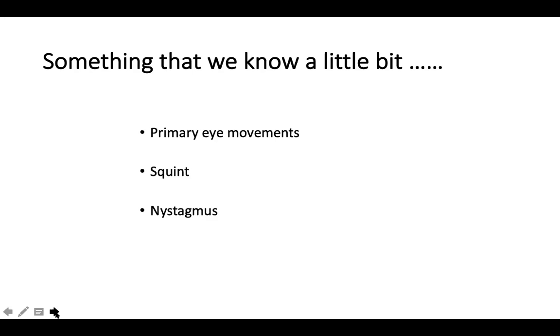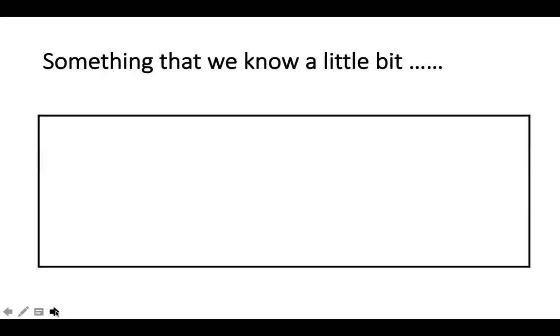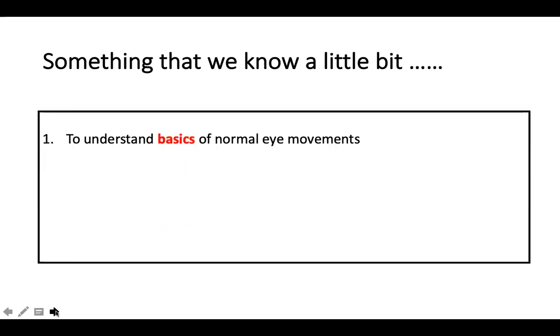Now, in this particular talk or today's talk, I will be, of course, briefly discussing all these things that we all know in a systematic manner. So what we would try to see is that we will try to understand some of the basics of the normal eye movements. How do the eyes move left, right, up and down?